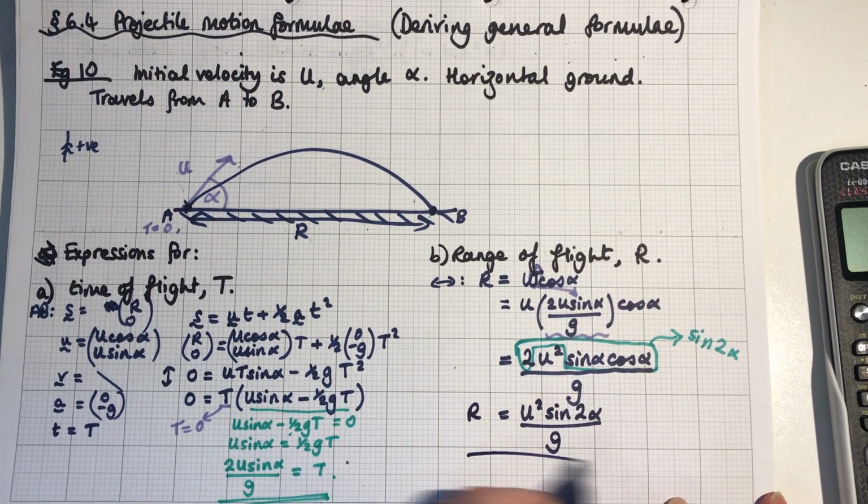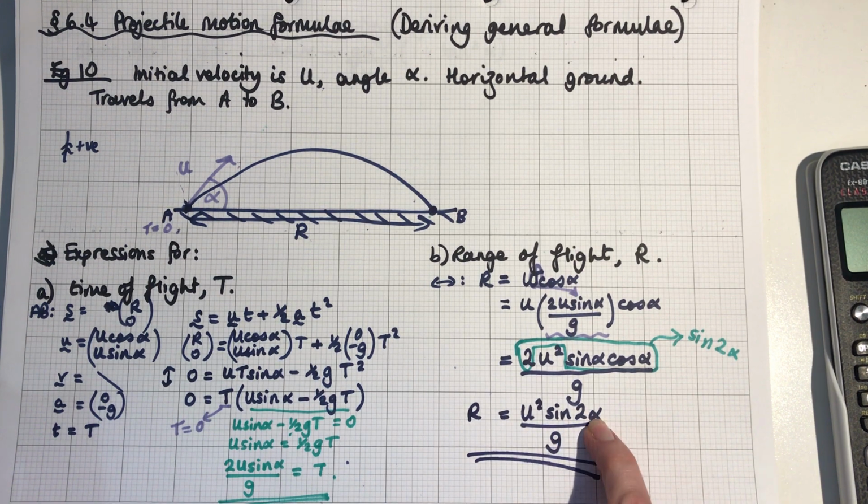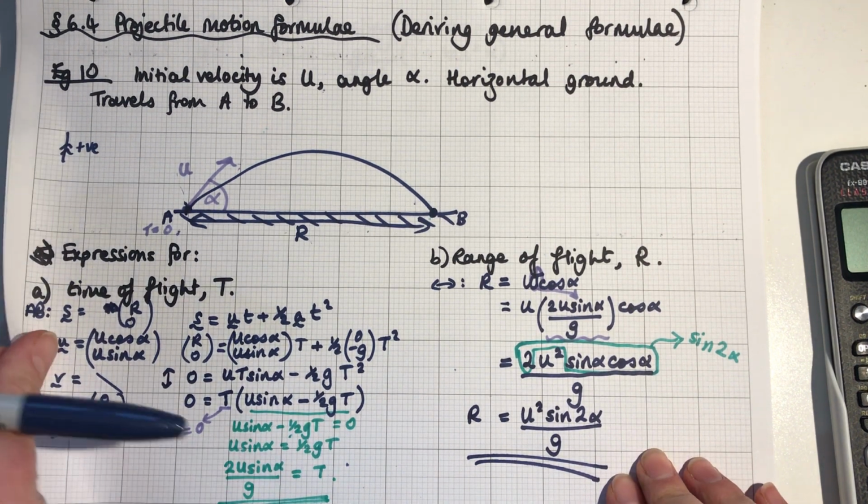So yet again, if you know the initial speed and the angle of projection, you only need those two things in order to work out the range of the flight. So that's the first part done.